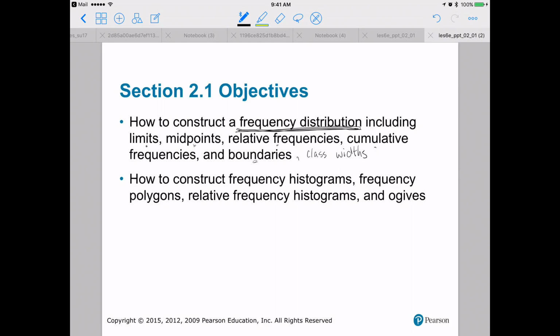Okay, and then the second part will focus on how to draw the graphs. So this is dealing with the table or chart, and then these are dealing with graphs.